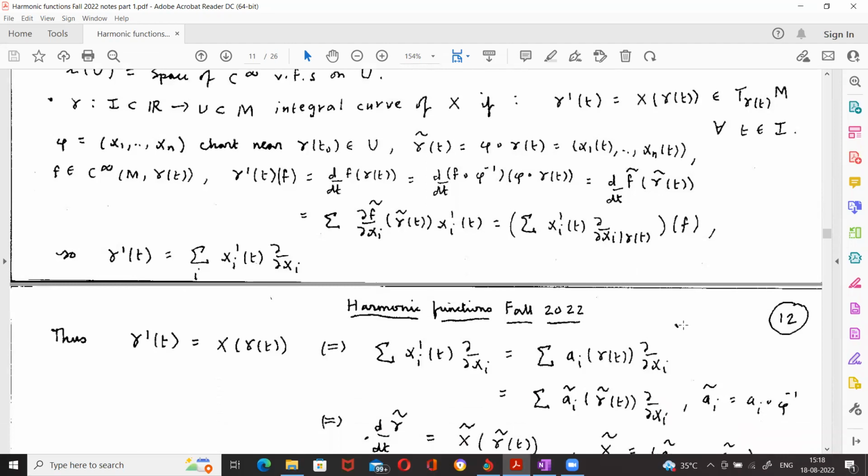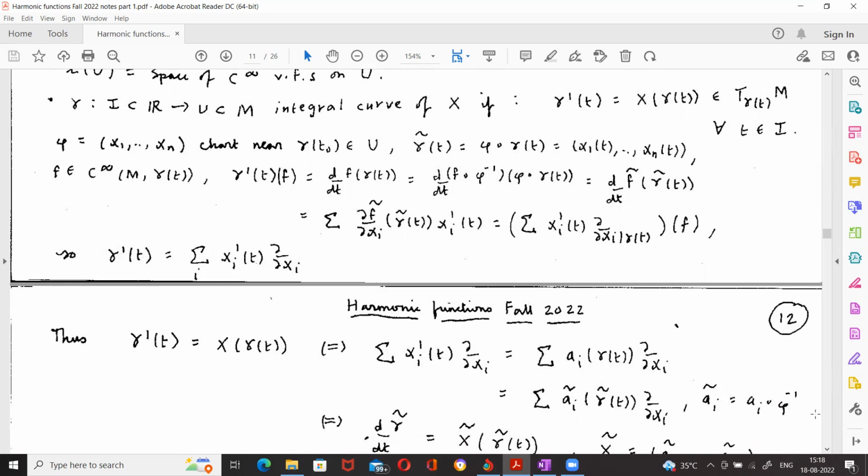Yes. Okay. So therefore, I can write gamma prime t is equal to the sum over i of xi prime t del xi. Okay, so this is the expression of gamma prime in terms of the basis del xi. The coefficients are just xi prime t, where in the chart phi, gamma has coordinates x1 t to xn t.